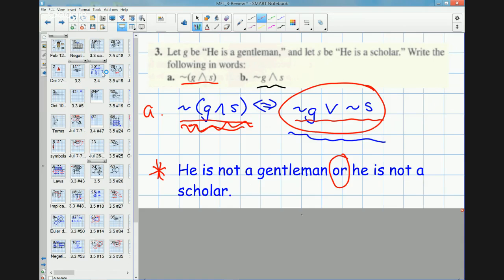Okay. Use the statements G and S from problems 5 through 7. So those are those same ones. G is he is a gentleman, and S is he is a scholar. Oh, that's for 5 through 7. Never mind. Number 11. P is it is raining. Q is I will go to the beach.